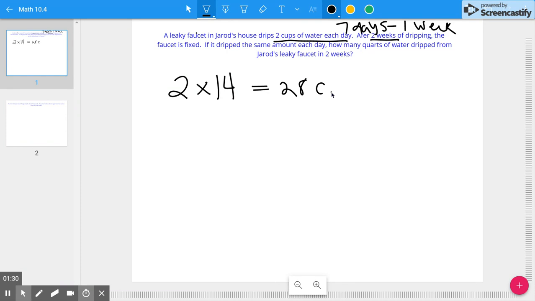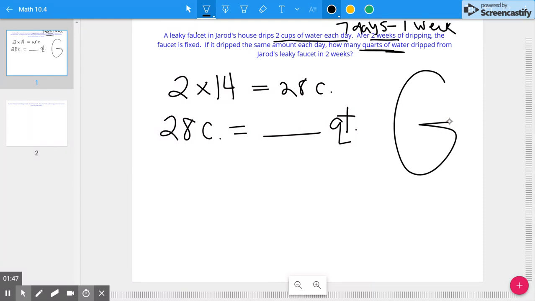Now, I want to know, though, how many quarts dripped. So now that I know 28 cups, I'm going to say 28 cups equals how many quarts. So now I'm going to draw my big G. And I know there are 4 Q's inside of it. And then inside of that are my 2 P's. And inside of each P is 2 C's. And I run out of room. So there's 2 C's in each P.